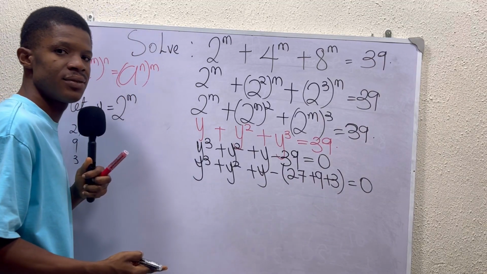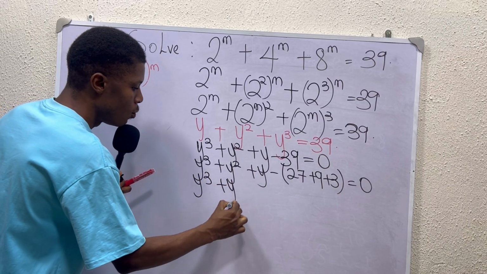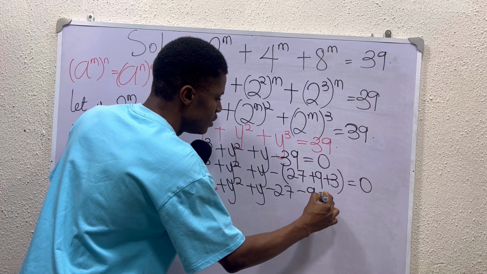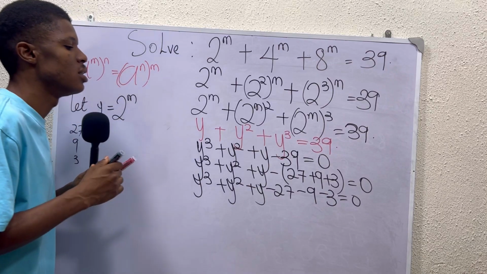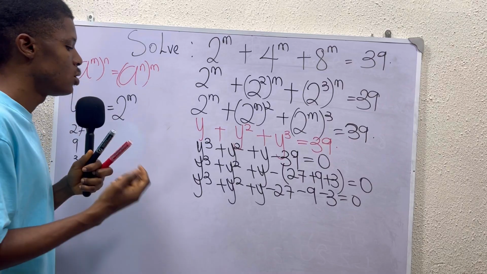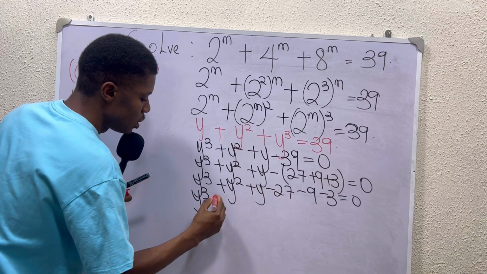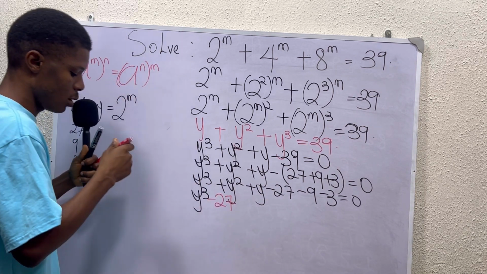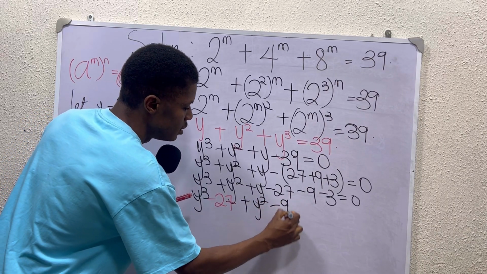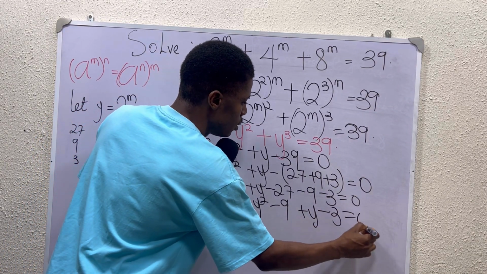So what do we do when we have this? We distribute the negative sign, okay? If we distribute the negative sign, we have y cubed plus y squared plus y minus 27 minus 9 minus 3 equals 0. So what do we do now? We have to rearrange the whole equation. So we have y cubed, then we get the 27, minus 27, okay? Then plus y squared minus 9 for the 9, then plus y minus 3 equal to 0.